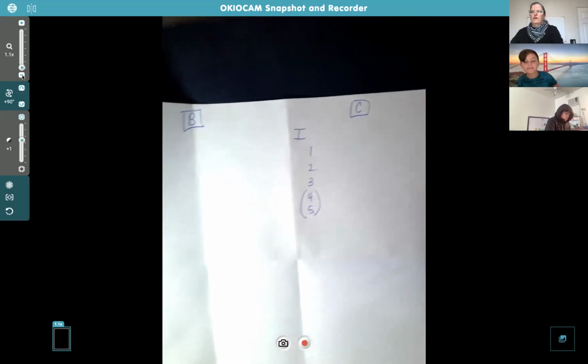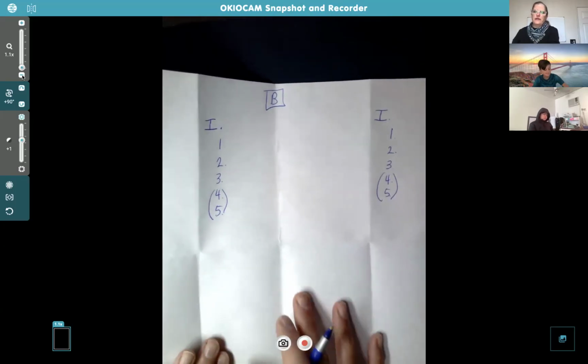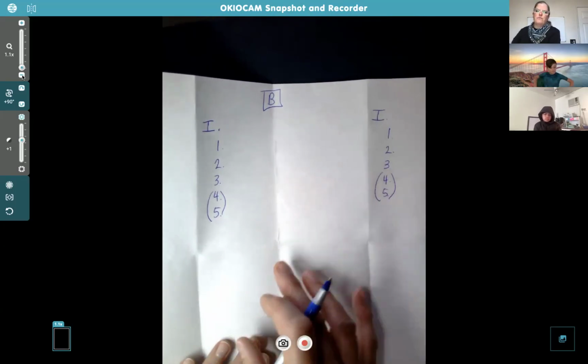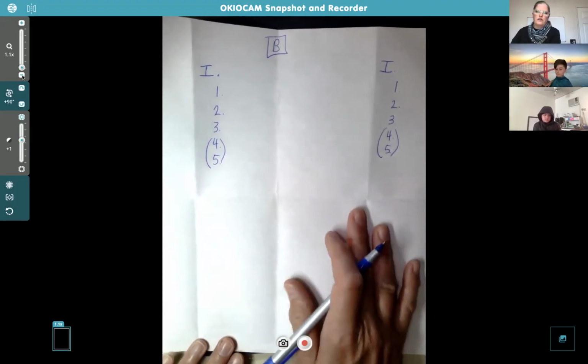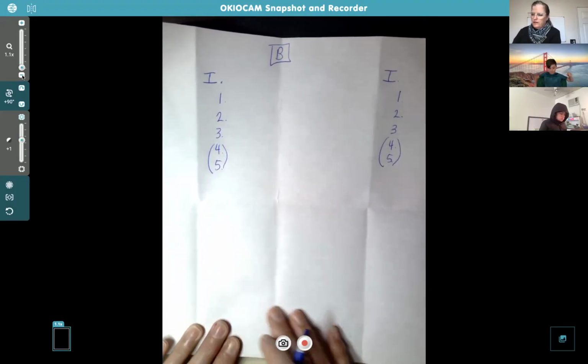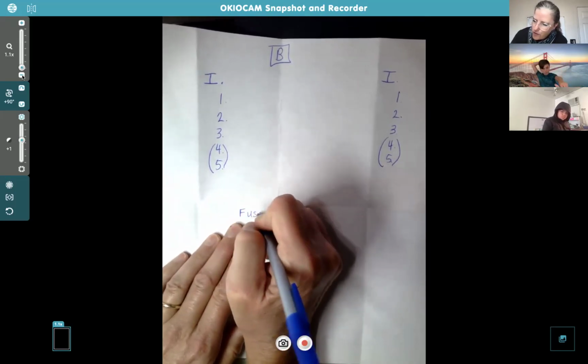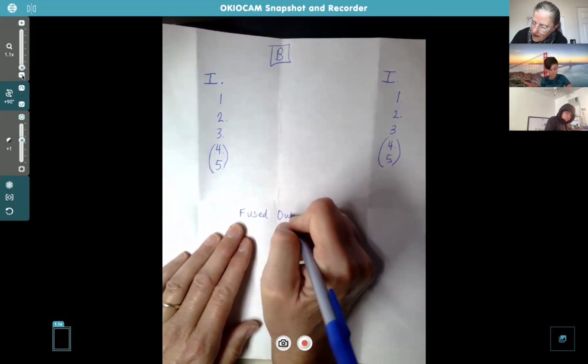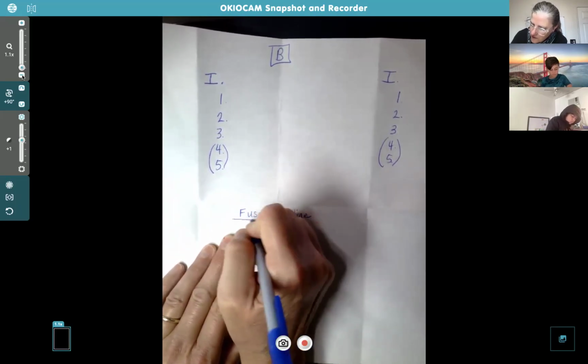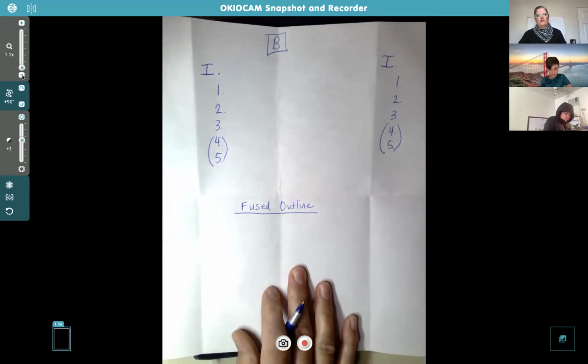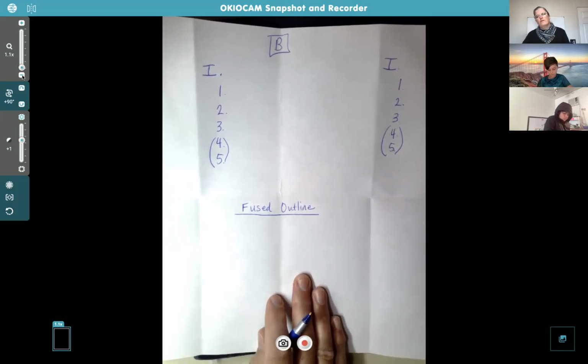Okay, excellent. Now, in the middle, under the B, in this box down here that you have under B, at the top of that box, we're going to write fused outline and then underline that. And I'm going to explain what that means. Fused outline.